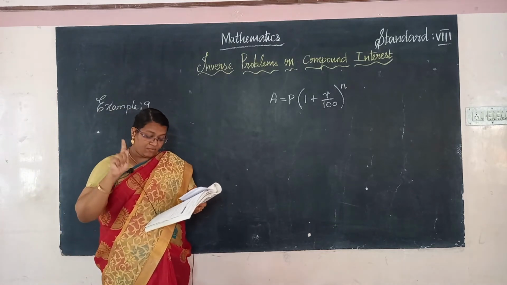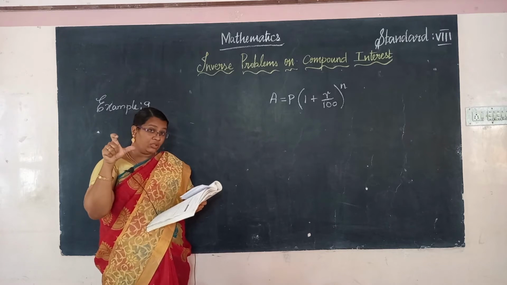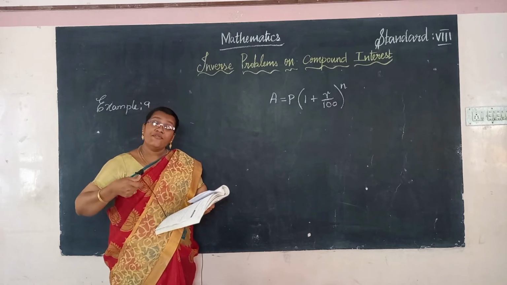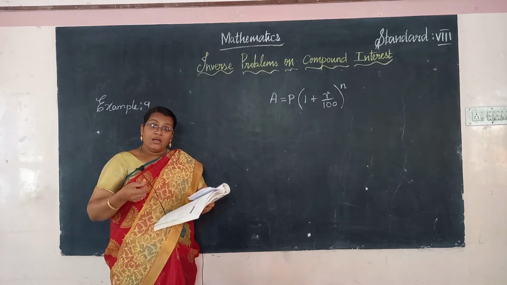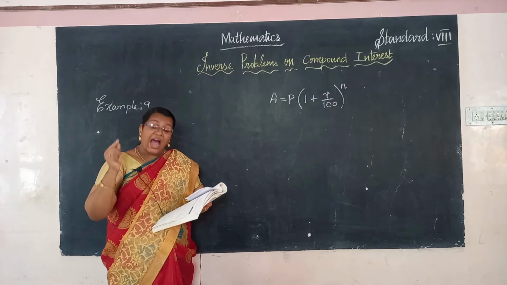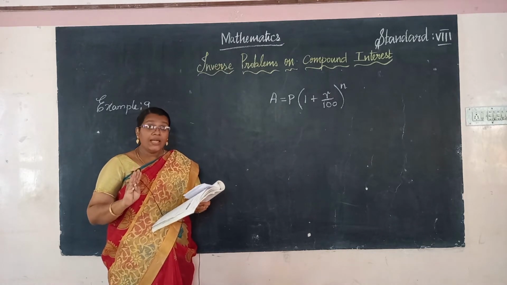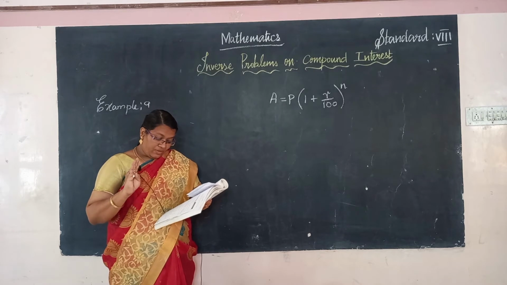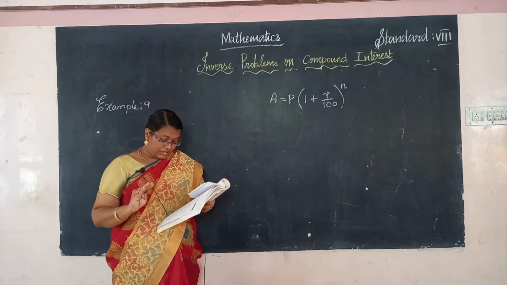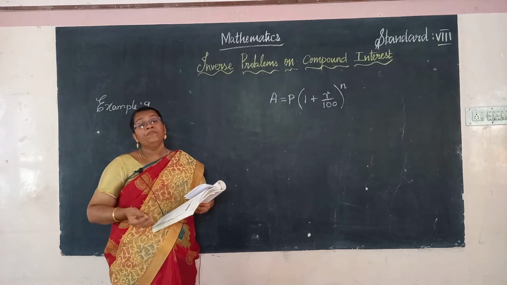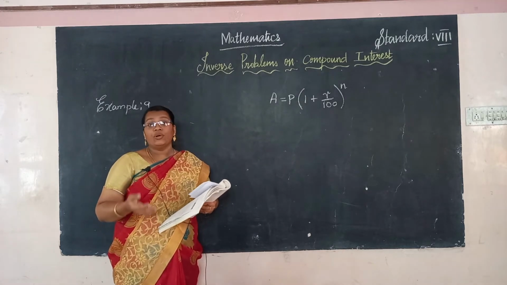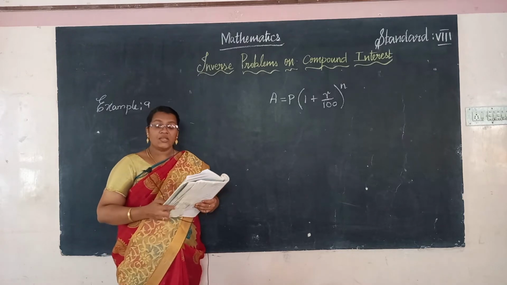Okay, what sum, we don't know how much amount, will become rupees 5,408 after 2 years at the rate of 4% when the interest is compounded annually. Calculating 4% interest for 2 years, we get the final amount as rupees 5,408. We have to find out the principal amount.